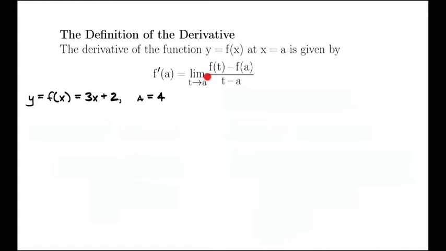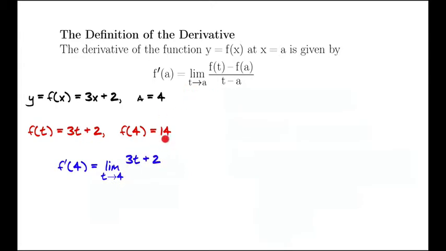To use this definition, we need to know what f of t is. That's 3t plus 2. We need to know what f of a is. In this case, a is 4, so we need f of 4. 3 times 4 plus 2 is 14. So now we can put these two things into the definition, and we can figure out the limit as t approaches 4, in this case a is equal to 4, of 3t plus 2 minus 14 divided by t minus 4. Again, for a we put in 4.